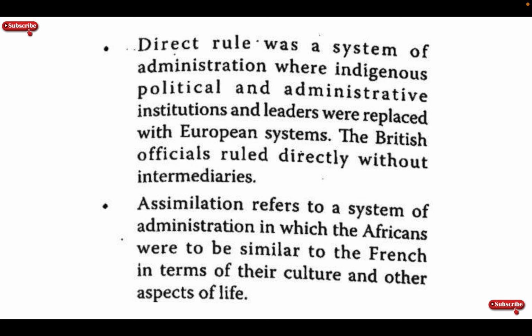Direct rule was a system of administration where indigenous political and administrative institutions and leaders were replaced with European systems. The British officials ruled directly without intermediaries. Assimilation refers to a system of administration in which the Africans were to be similar to the French in terms of their culture and the aspects of life.